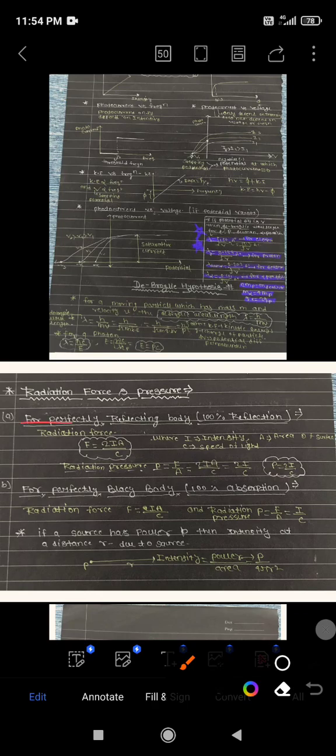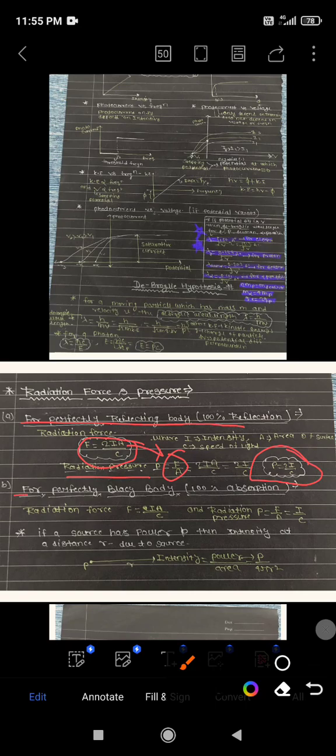For a perfectly reflecting body, for 100% reflection, radiation force is equal to 2IA upon c, where I is intensity, A is surface area and c is speed of light. Radiation pressure is force upon area, so we put the value of force from here and we will get radiation pressure is equal to 2I upon c.